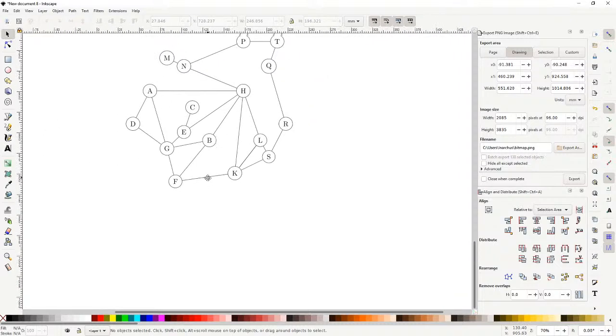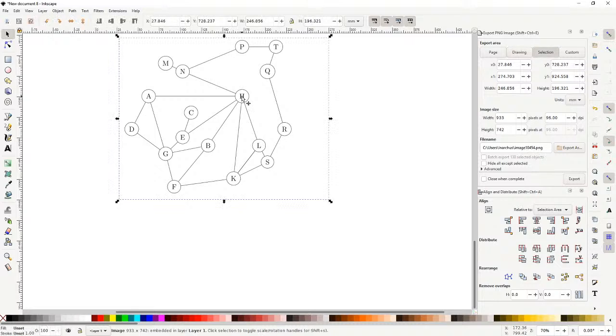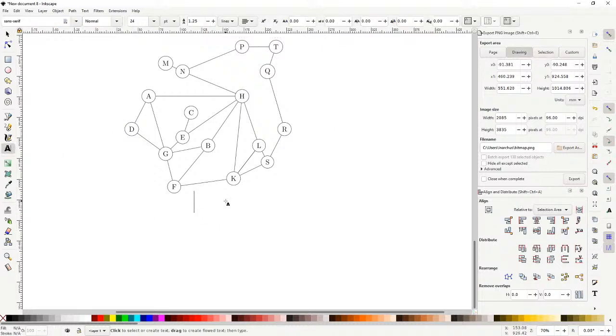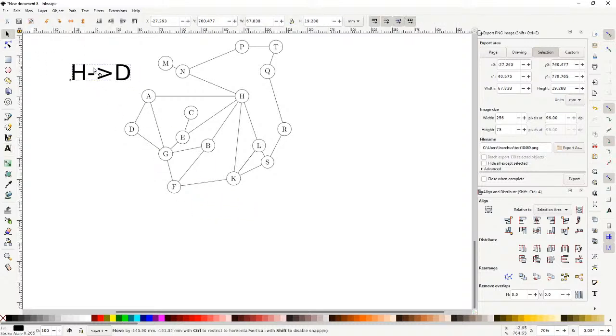So basically, let's start at H and try to get to D, right? So this is the path that we're going to take from H to D, right? So we start at H and we go to D. Okay, so we can live with that. That's a fine path.